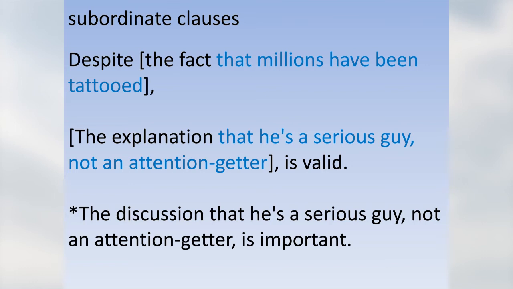Look at what happens if we change explanation to discussion, which is conceptually pretty similar, right? The discussion that he's a serious guy, not an attention getter. Oh no, very bad sentence. You can't have a discussion that's something. Why not? You just can't. It doesn't license it. It's in the grammar. It's a grammar rule. It's not a logic rule. So therefore, when we have noun phrases that have a noun followed by a subordinate clause, we say that the subordinate clause is a complement.